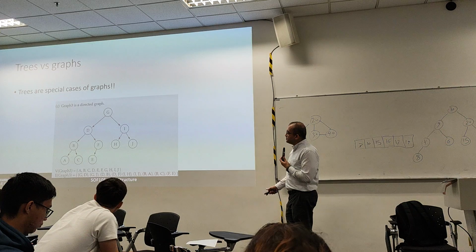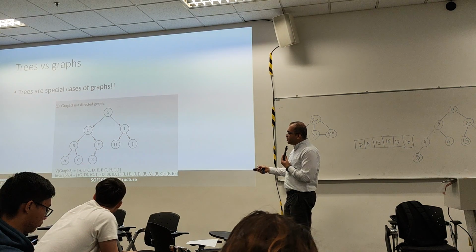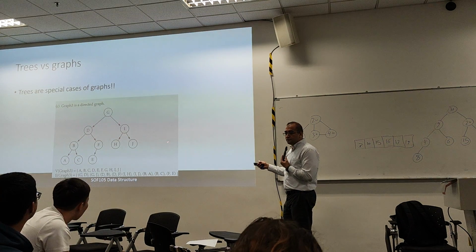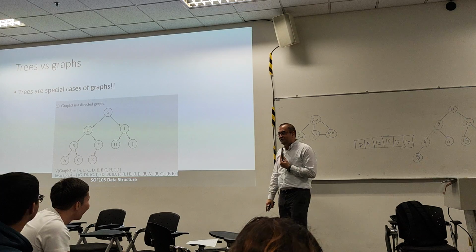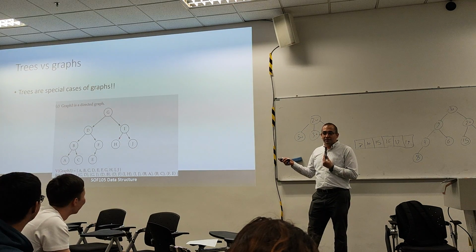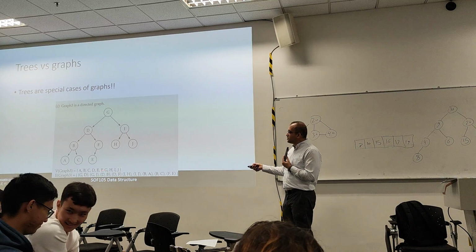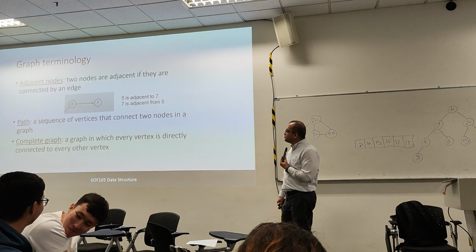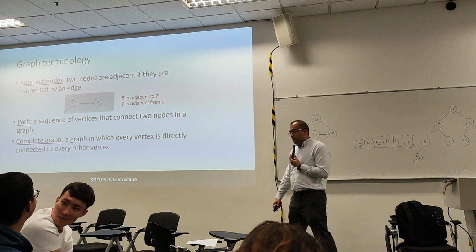Okay, is this a tree or a graph? Tree and graph. Both, right? It can be both tree and graph. This is a set of vertices, set of edges. It should be fine.